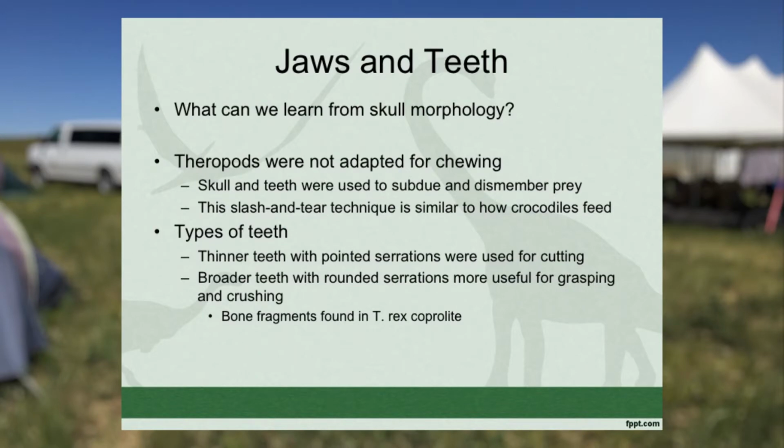Jaws and teeth. In almost every class I teach, especially comparative vertebrate anatomy, we look at skull morphology. That can tell us a whole lot of things about an animal. Theropods, did they have molars? Probably not. We really don't find molars in theropods. Take out molars, can they chew? Not really. So they probably didn't chew.